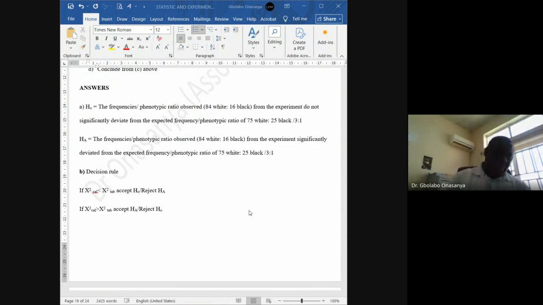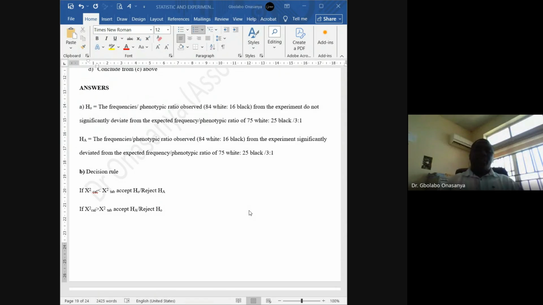The decision rule is this. And like I told you in last class, the decision rule is the same for both ANOVA, for both t-test, for both chi-square. Even t-test is the same. If X² calculated is less than X² tabulated, you'll accept the null hypothesis by rejecting the alternate hypothesis.